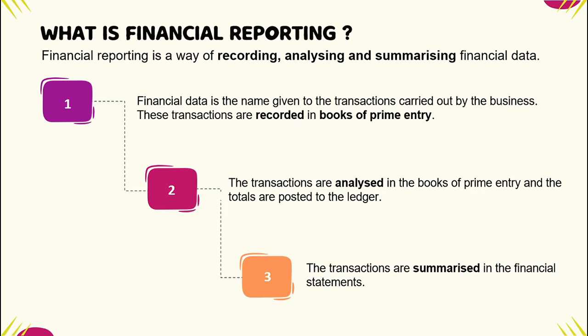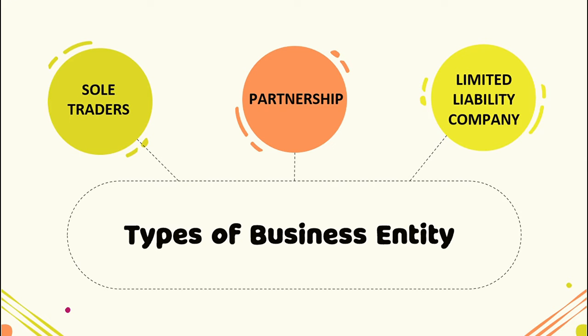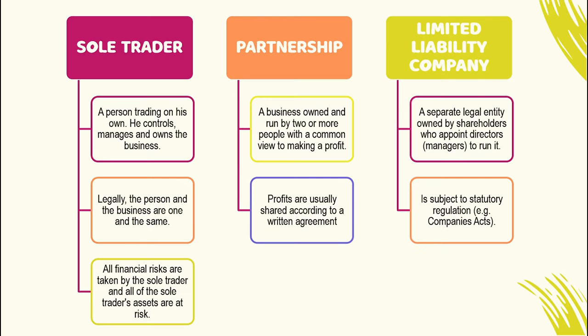It is the name given to transactions carried out by the business and recorded in the books of prime entry. The transactions are analyzed in the books of prime entry and the totals are posted to the ledger. It is also finally summarized in the financial statements. There are three types of business entity, which are sole traders, partnership, and limited liability company.